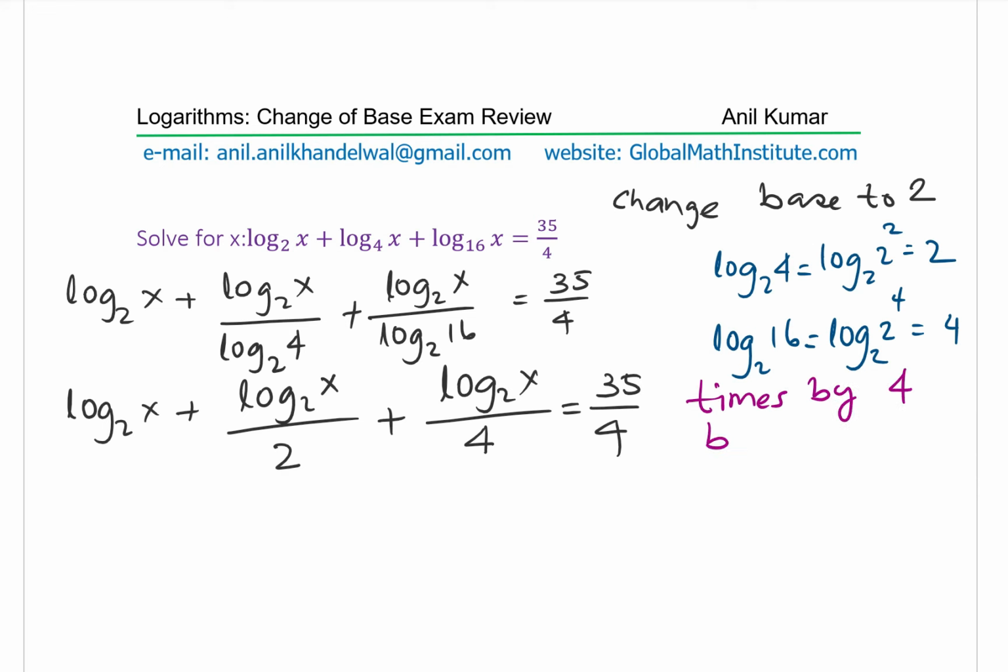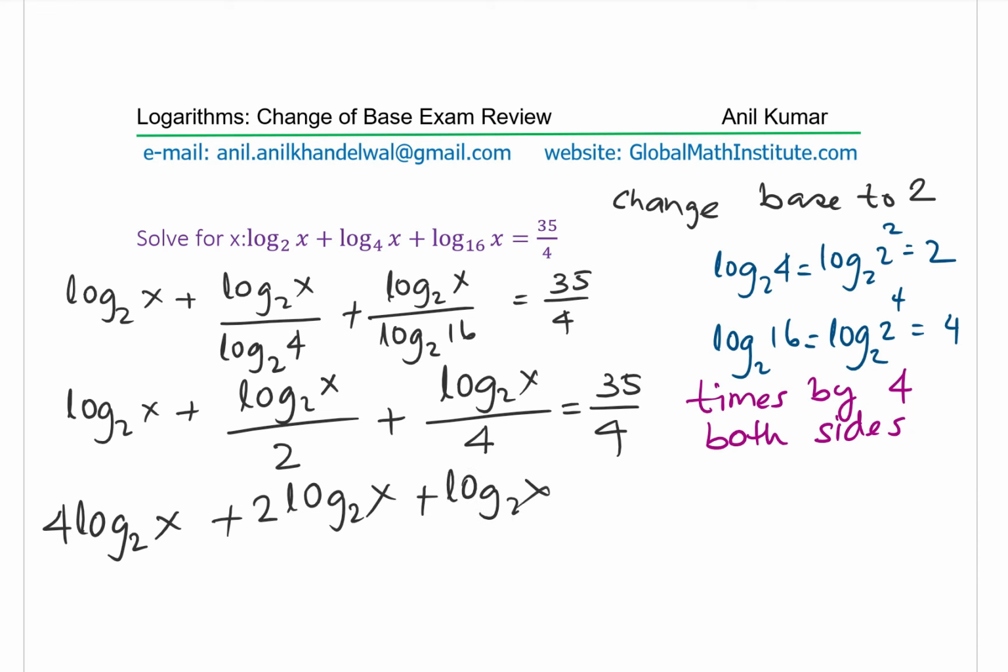Both sides. So we'll get rid of fractions by doing so. So we get 4 times log to the base 2 of x plus here we get 2 times log to the base 2 of x, and this is log to the base 2 of x equals to 35.